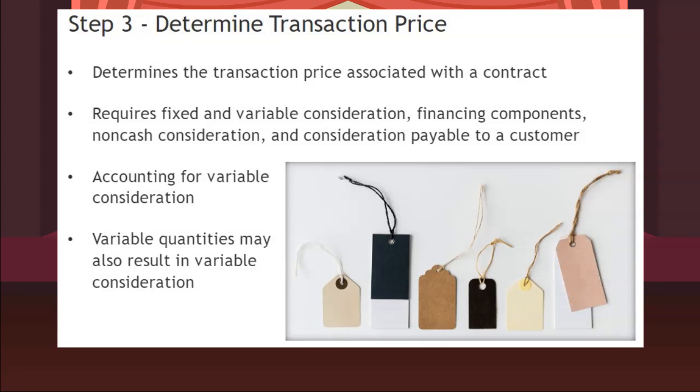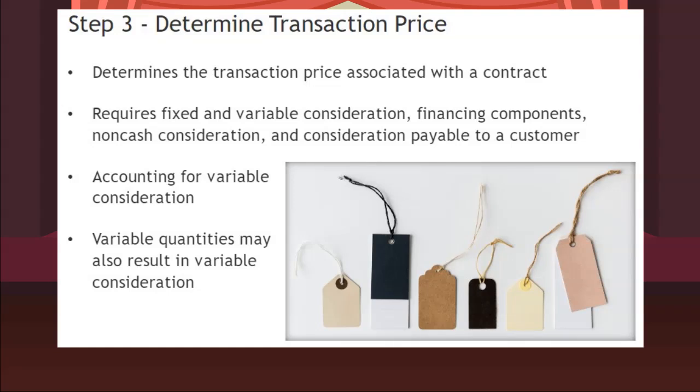The most challenging aspects of Step 3 generally relate to accounting for variable consideration. Variable consideration can arise for a wide range of reasons, including discounts, rebates, refunds, credits, price concessions, incentives, performance bonuses, penalties, or other similar items. In addition, variable quantities may also result in variable consideration, even if the rate per item is fixed.